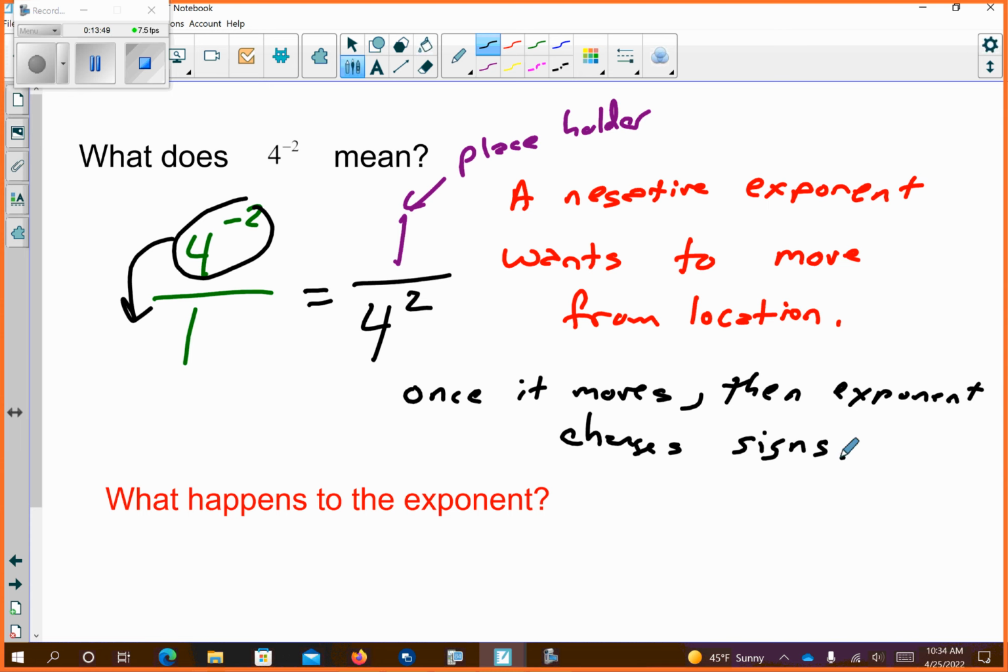Okay? Once it moves, then the exponent changes signs. This is where we have to be a little cautious because some of the things might have negative exponents, other things might not. And when you're doing the tug of war stuff, you want to get rid of the negative exponents before you start doing a tug of war. All right, so let's see.